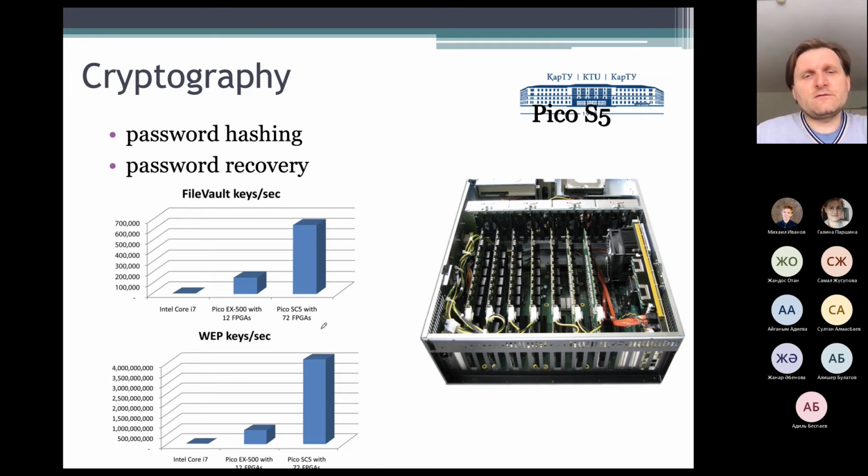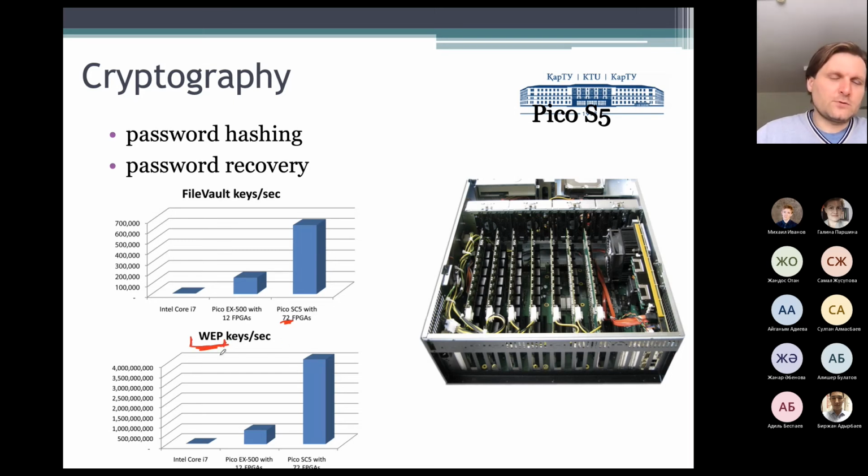That S5, SC5 complex with 72 FPGAs can solve 600,000 hash values per second, or can break 4 billion WEP keys per second. It's extremely huge, but we don't use WEP in our home networks, but still the benchmark remains. So that system can break 4 billion networks per second, old type networks.